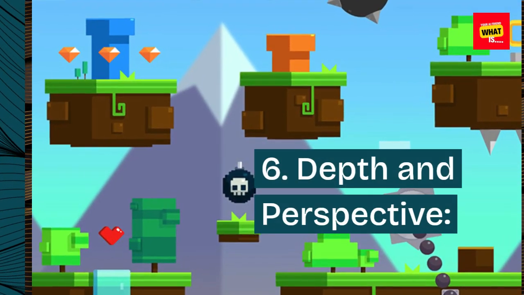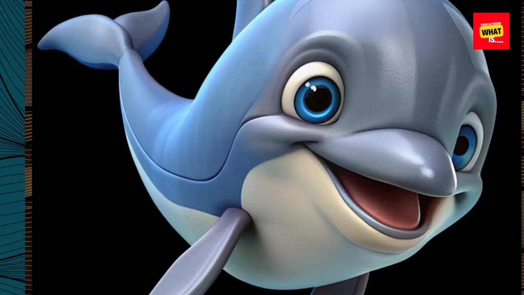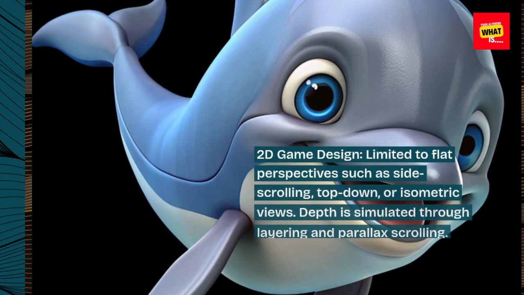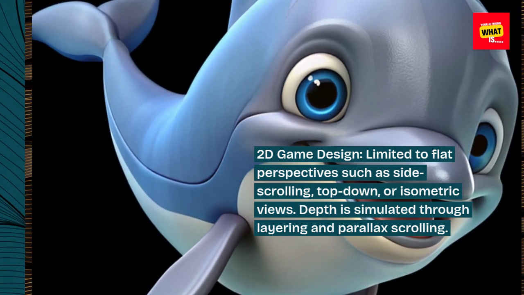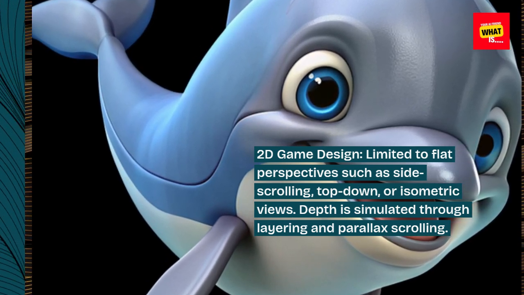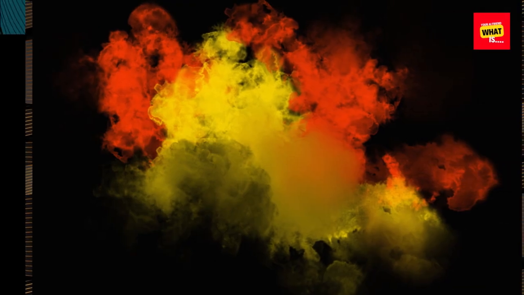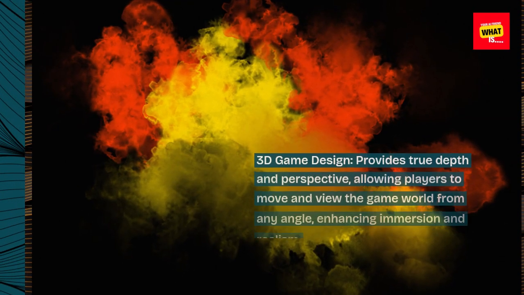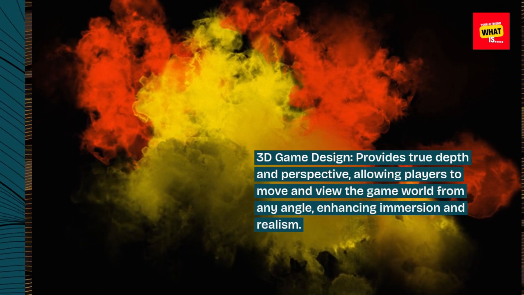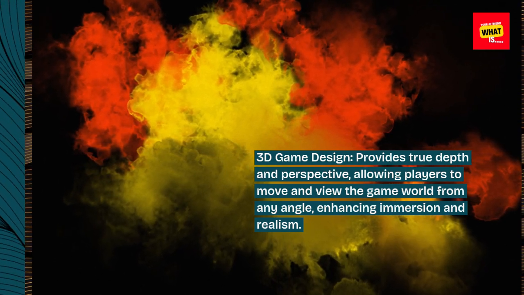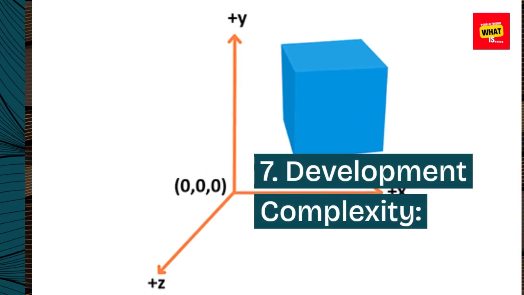6. Depth and perspective. 2D game design is limited to flat perspectives such as side-scrolling, top-down, or isometric views. Depth is simulated through layering and parallax scrolling. 3D game design provides true depth and perspective, allowing players to move and view the game world from any angle, enhancing immersion and realism.